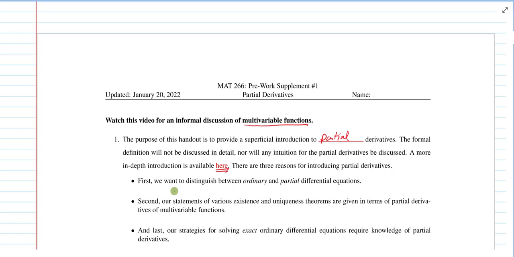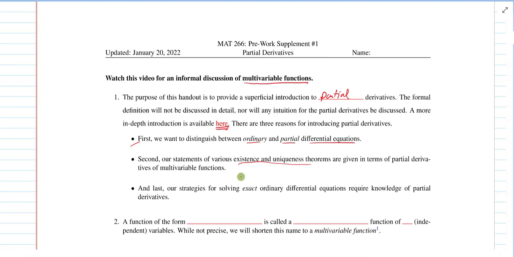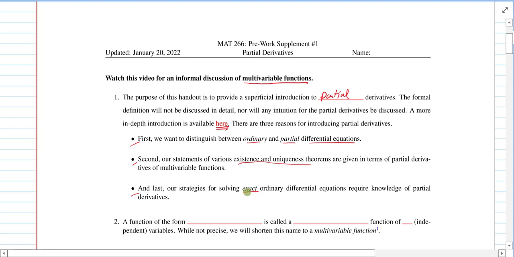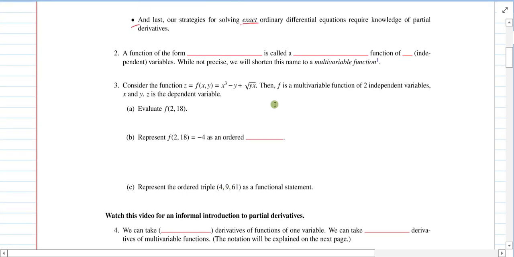And you can see that I've got a few different reasons why we want to learn partial derivatives. First of all, to distinguish between ordinary and partial differential equations. The next thing is when we give some of our existence and uniqueness theorems, the conditions of those theorems are usually stated in terms of partial derivatives. And lastly, we're going to learn how to solve a certain type of differential equation called an exact differential equation, and that will involve some knowledge of partial derivatives as well. But before we can even do that, we have to talk about multivariable functions.